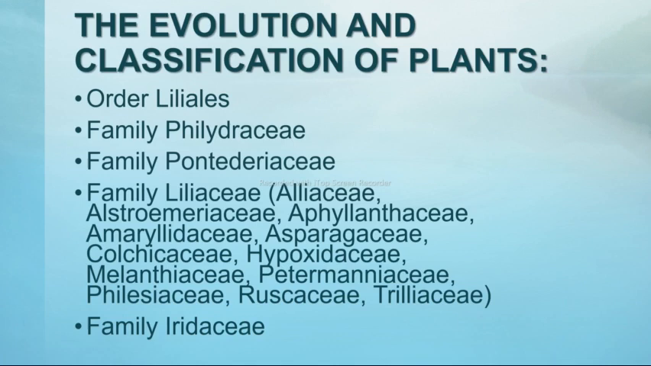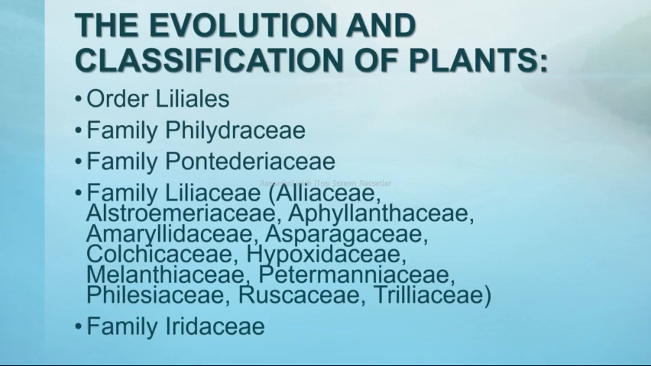Alstroemeriaceae, Amaryllidaceae, Asparagaceae, Colchicaceae, and Hypoxidaceae, Melanthiaceae, and the Petermanniaceae, Smilacaceae, Ruscaceae, and Trilliaceae. And the next family is Iridaceae.